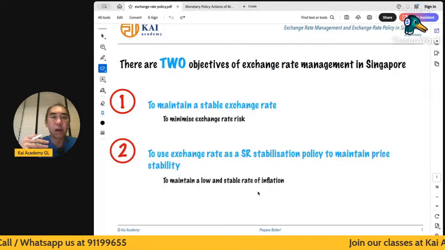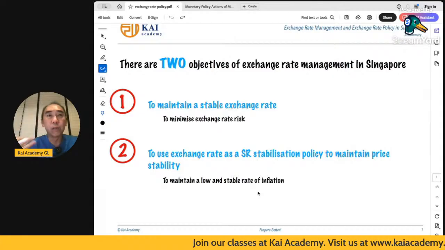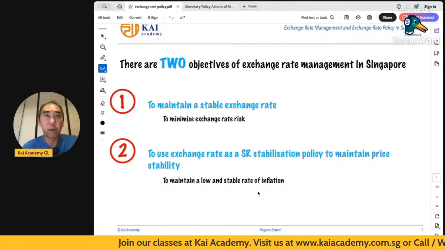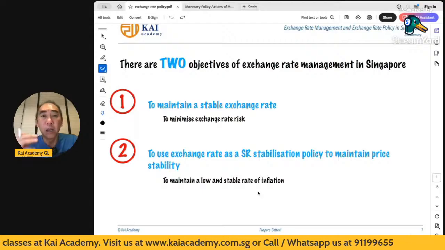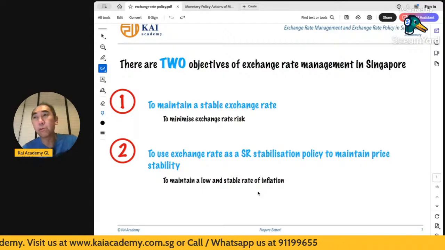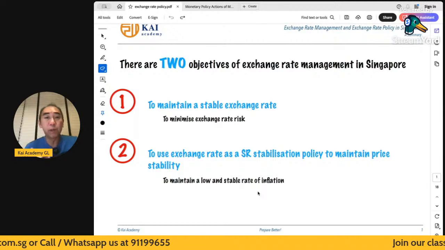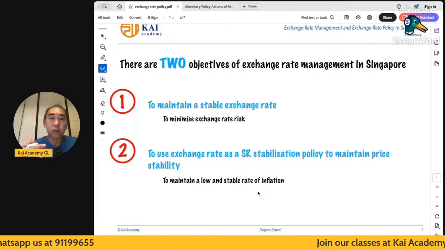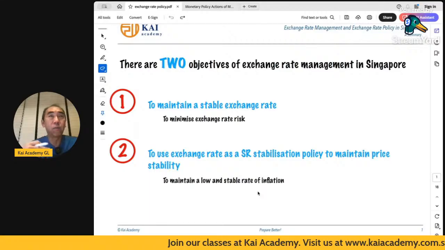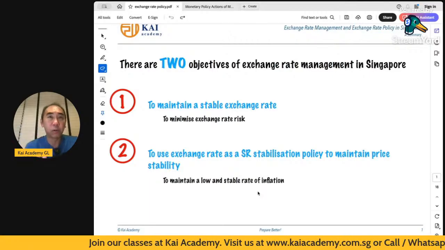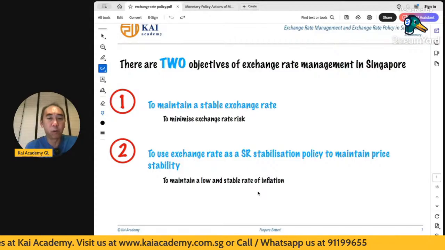What does that mean? That means that the goal is not to get the Sing dollar to fluctuate too much against foreign currencies, in particular the currencies of our major trading partners. So we don't want too much fluctuations. The reason is because we want to minimize what is called exchange rate risk. Exchange rate risk then refers to the risk of exchange rate changing, for firms that are involved in both imports and exports in terms of the costs and revenues in the local currencies.